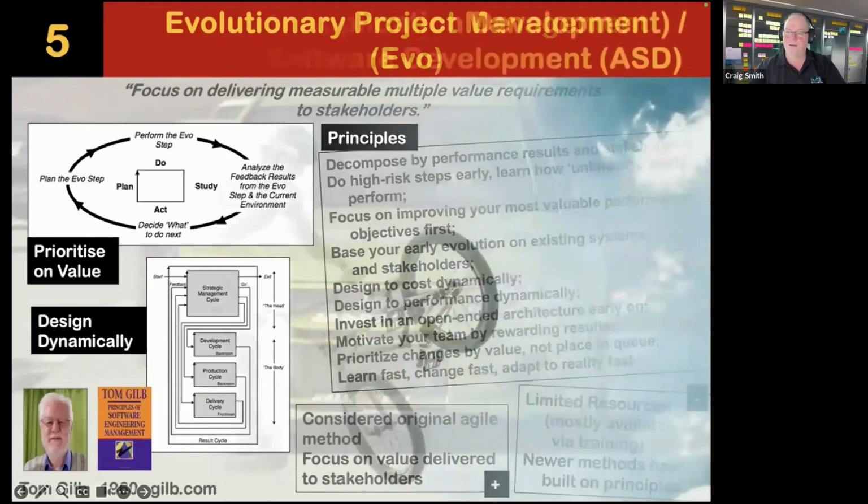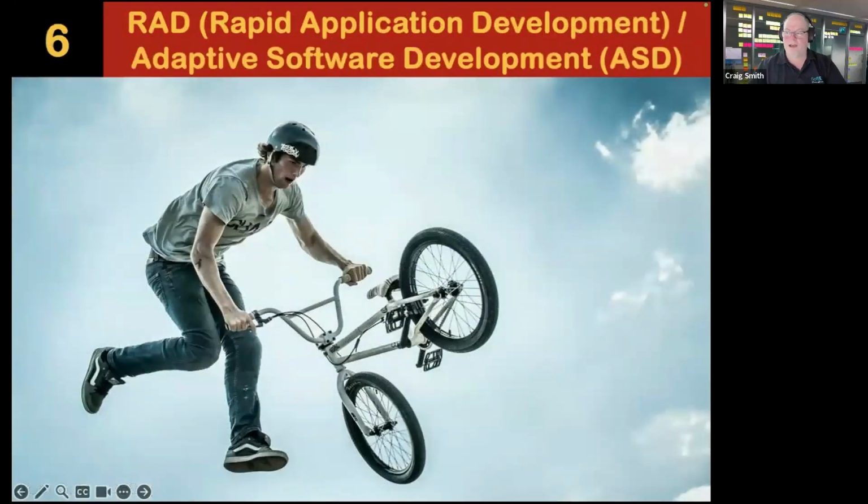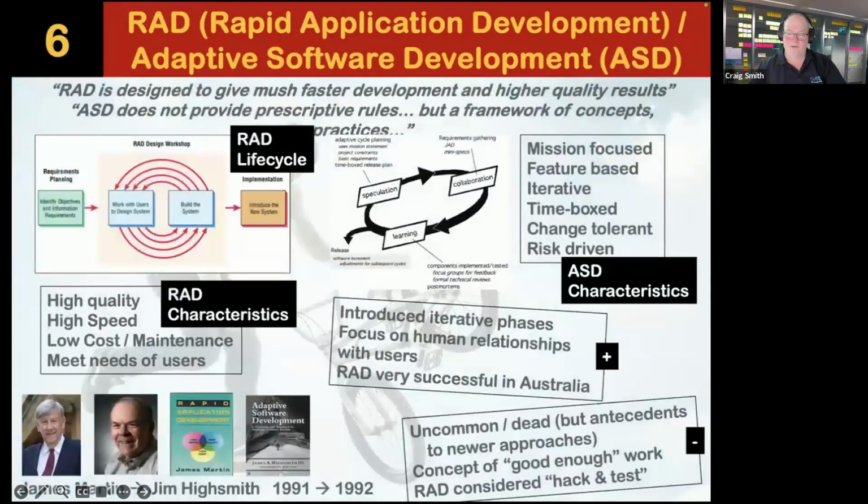And then we have RAD and ASD, Rapid Application Development, Adaptive Software Development. RAD comes from James Martin in 1991. Jim Highsmith kind of built on it with Adaptive Software Development in 1992. Again, this is really where the idea of the loop came from, of build, measure, learn, and discovery and delivery and release. RAD was very much built on really high quality, high speed, sit with the user, develop things. Adaptive Software Development focused on building the iterations.